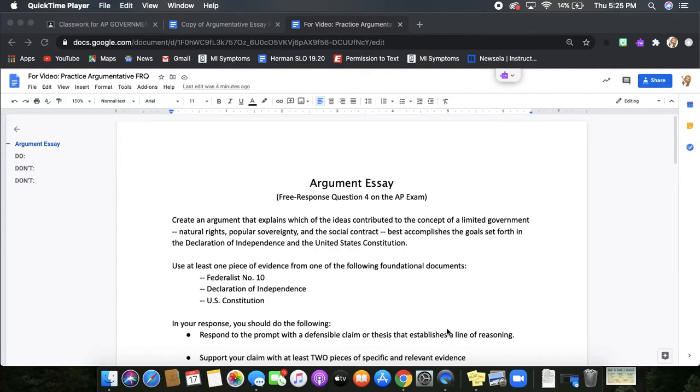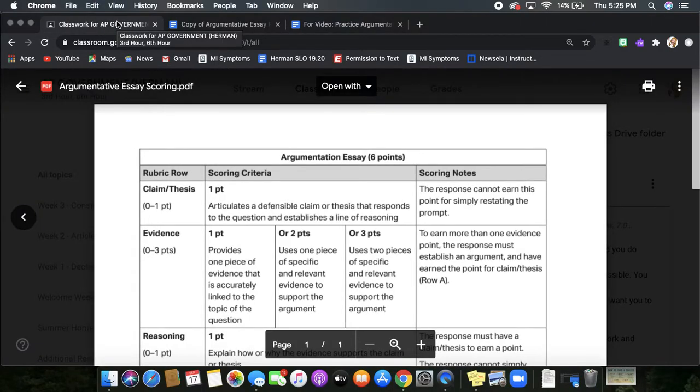So, taking a look, our prompt for yesterday was: create an argument that explains which of the ideas contributed to the concept of a limited government: natural rights, popular sovereignty, and the social contract, and which out of those three choices best accomplishes the goals set forth in the Declaration of Independence and the United States Constitution. So, with that prompt in the back of our heads, we're going to take a look at the rubric.